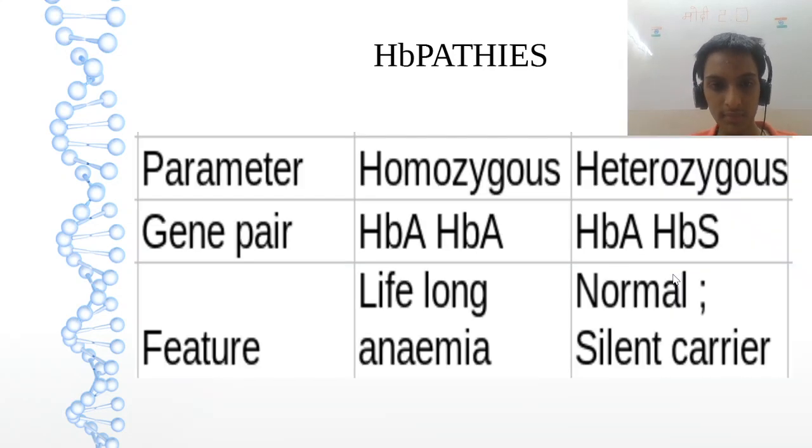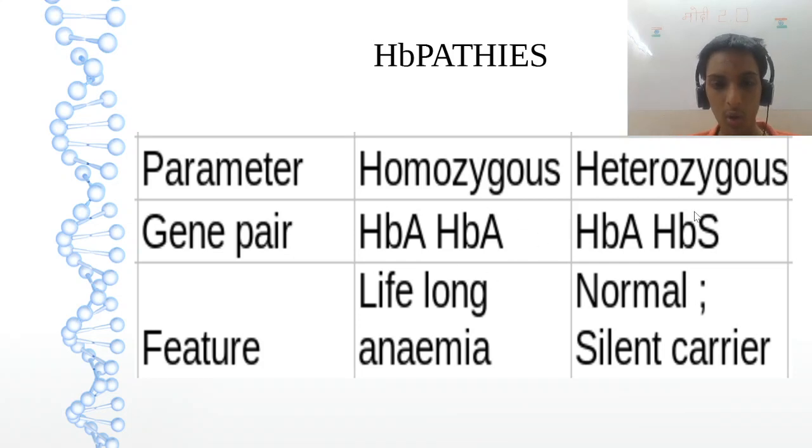Okay. Now let us see homozygous and heterozygous sickle cell anemia. So gene pair and feature, we will describe two aspects. So what is the gene pair? Homo is similar, hetero is dissimilar, different. So there will be two HBA genes. A as in the anemic gene. Heterozygous is HBA and HBS. So the only difference will be here, in place of HBA, HBS.